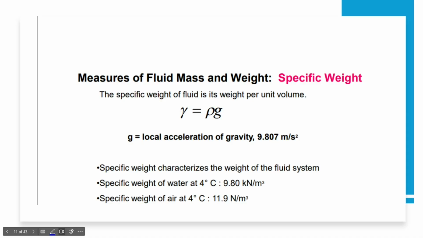Here I have written the specific weight. The specific weight of water at 4 degrees Celsius is this amount. And how did this unit come, kilonewton per cubic meter or newton per cubic meter? Gamma can be written as rho g. We have already seen the derivation. Rho into g, right? So what is the unit of rho? Rho is equal to kg.